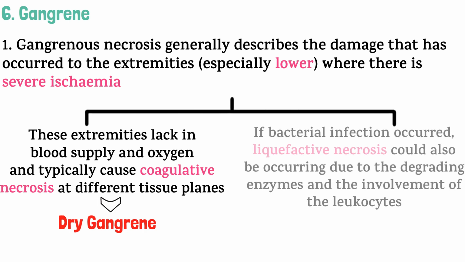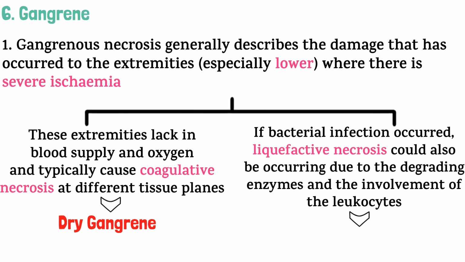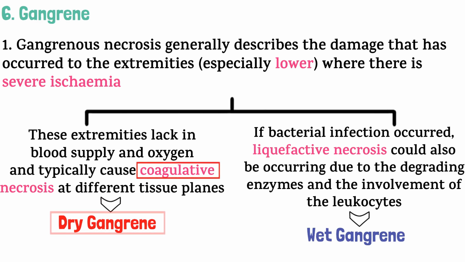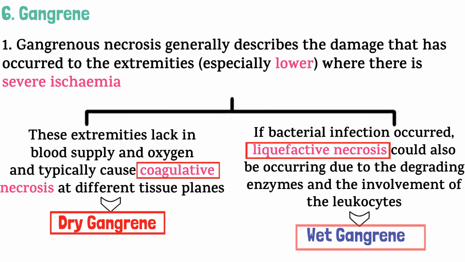If bacterial infection occurred, liquefactive necrosis could also be occurring due to the degrading enzymes and the involvement of leukocytes. This is known as wet gangrene. A simple trick to remember these is when there is coagulative necrosis involved, it is dry gangrene. But when liquefactive necrosis is involved, it is wet gangrene.